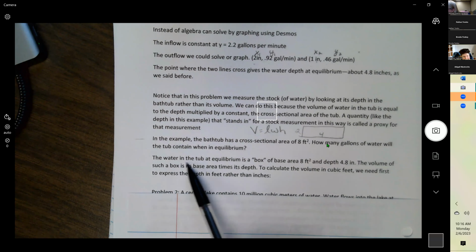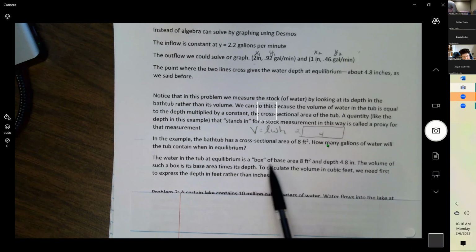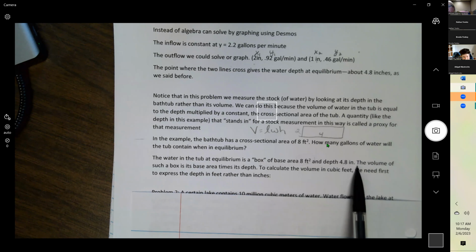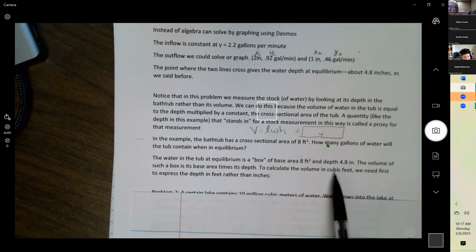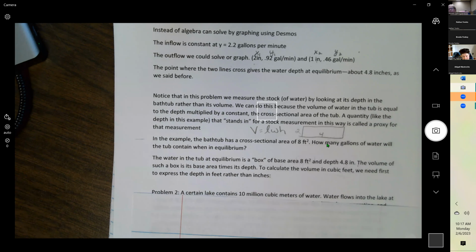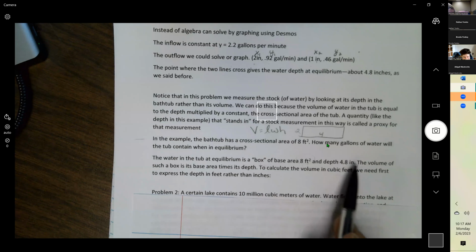The water in the tub at equilibrium is a box of base area 8 feet squared and the depth 4.8 inches. Now, if we want to find the volume, though, these two are not in the same units. So we need to change this to feet, because volume is usually cubic feet. Well, not always. That's what they're asking for. But you don't want to go to inches, because then if we want to go to gallons, we got to go inches to feet to gallons. And so we want to go with feet. So you need to convert 4.8 inches to feet.